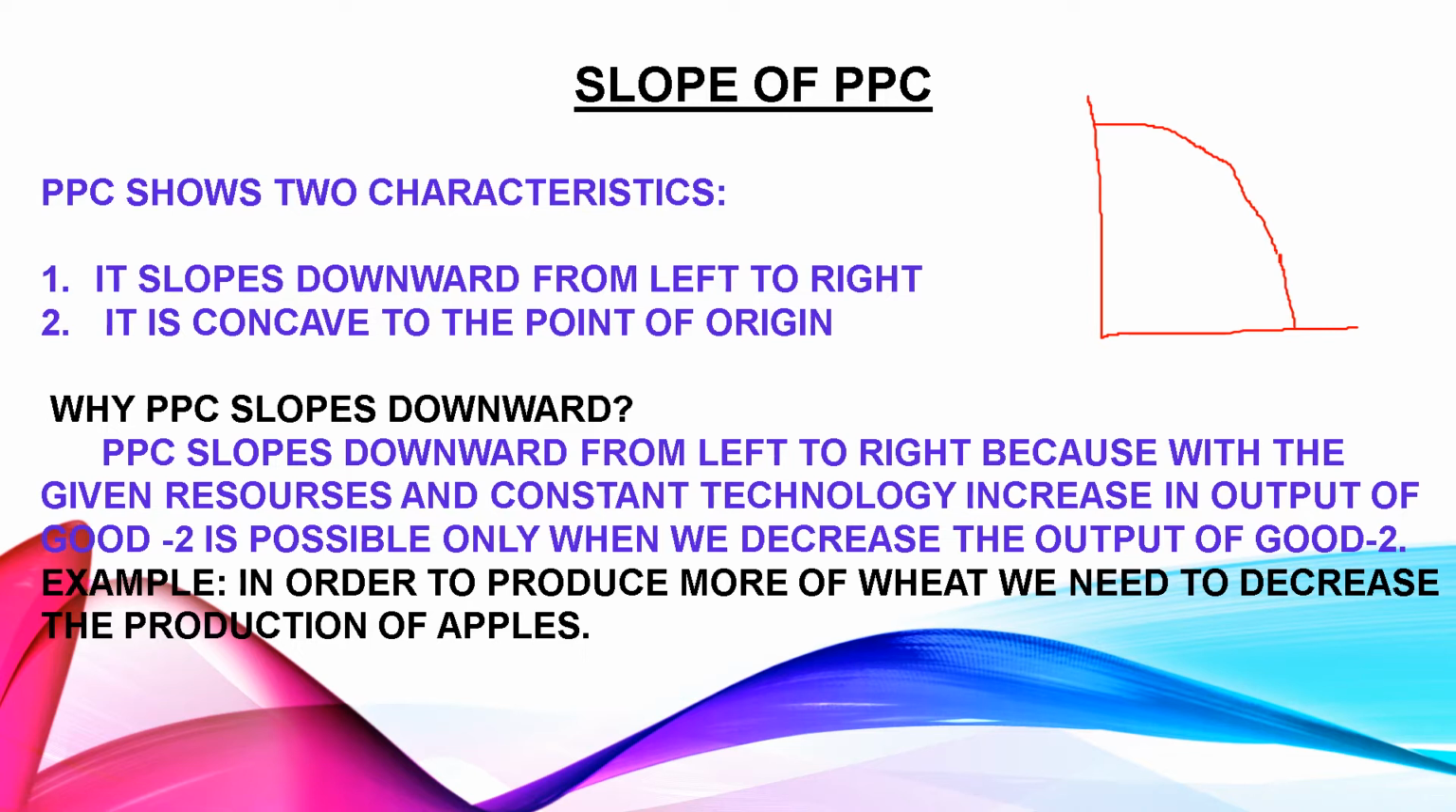First is why PPC slopes downward. Now we can see कि जो PPC है वो slope कर रहा है downward from left to right. ये ऐसा क्यों होता है? Because of the given resources and constant technology, increase in output of good 2 is possible only when we decrease the output of good 1. सो वी नो कि हमारे पास गिवन रिसोर्सेज हैं, उससे ज़्यादा भी नहीं हो सकते और टेक्नोलॉजी भी हमारी कांस्टेंट है. तो अगर हम चाहते हैं कि गुड 2 ज़्यादा प्रोड्यूस हो तो हमें गुड 1 की जो आउटपुट है उसे रिड्यूस करना होगा.